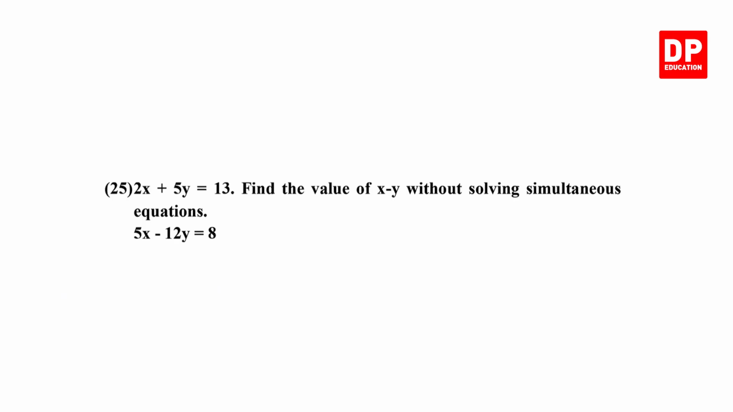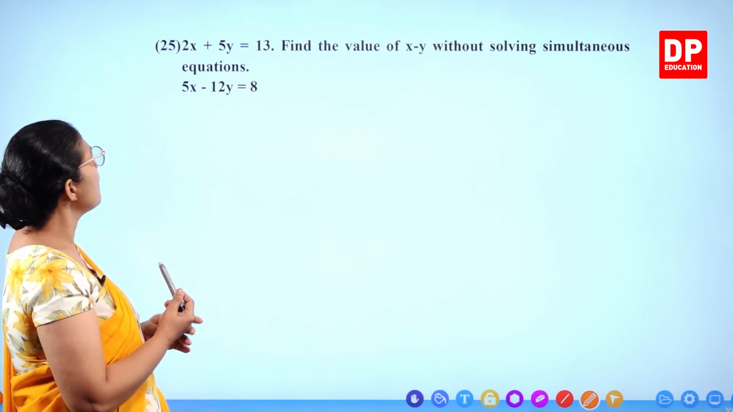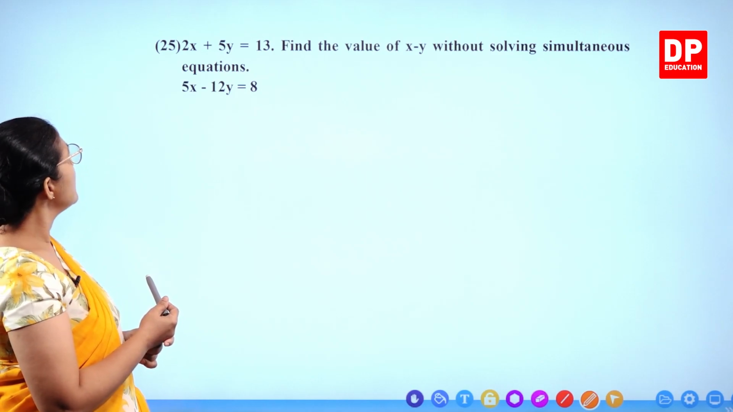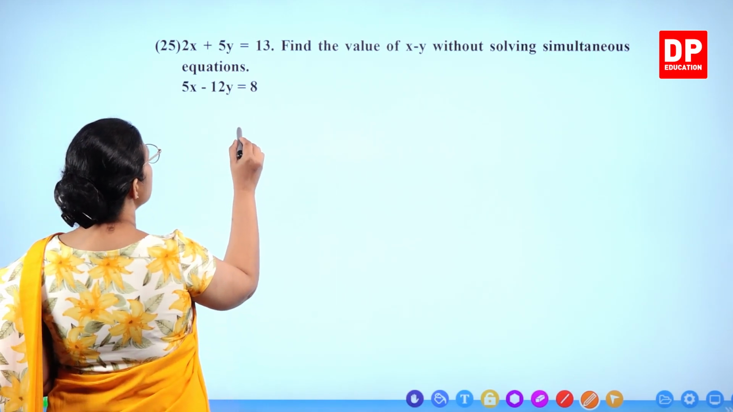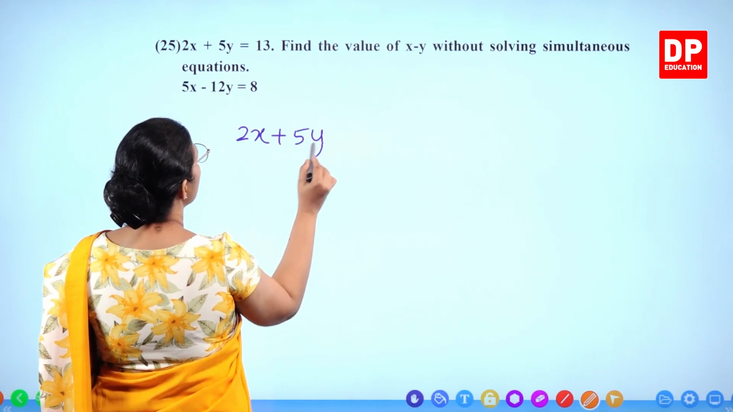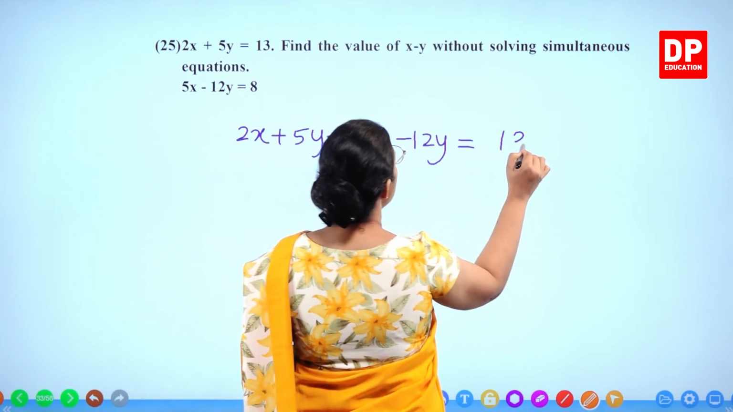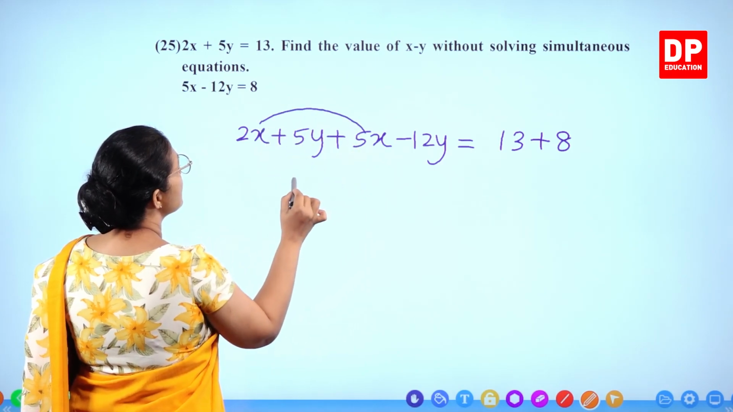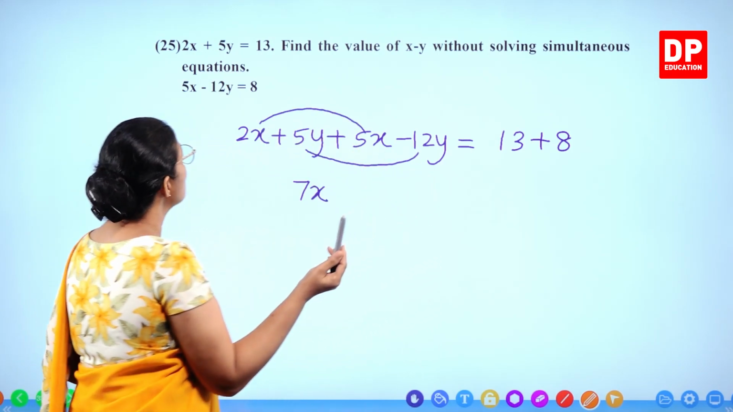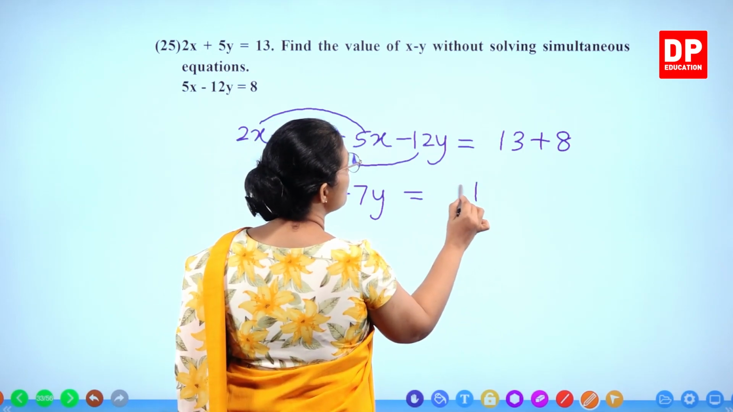Question number 25. You are given 2x plus 5y equals 13. Find the value of x minus y without solving simultaneous equations. 2 equations are given. So how are you going to do it? So x minus y. When you add the 2 equations, what happens? When you add 2x plus 5y to 5x minus 12y, the left hand side, becomes 13 plus 8 here. So 2x and 5x become 7x. 5y and minus 12y, you get minus 7y equals 21.